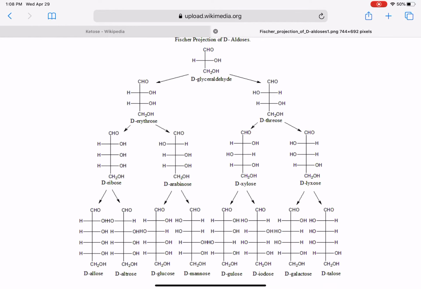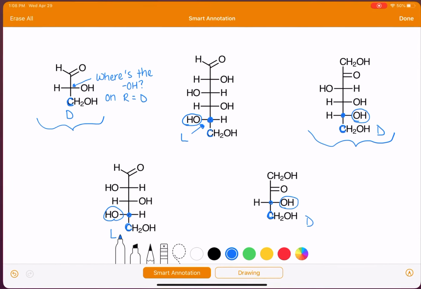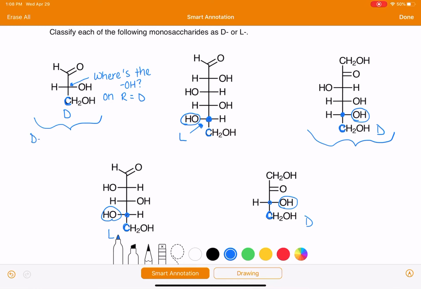Then you need to find the right number of carbon atoms and find that row on this table. We have 3 carbon atoms, so we're all the way at the very top. There's only one option here. This is D-glyceraldehyde.